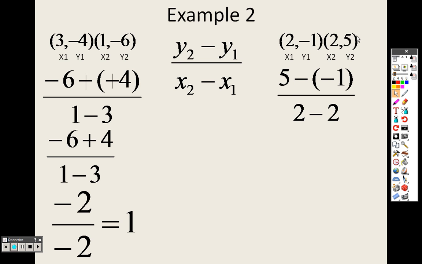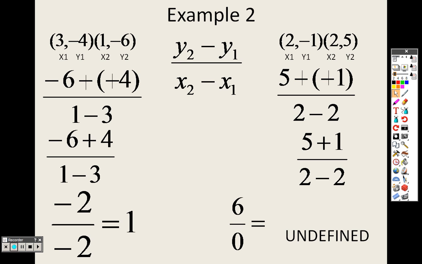Over here, when I do this problem, y2 is 5 minus y1 is negative 1, over 2 minus 2. Minus a negative is the same as plus a positive, so it's 5 plus 1 over 2 minus 2, which is 6 over 0. Whenever you have 0 in the denominator, it is classified as being undefined. It doesn't work. It's not correct. You can't do it. So just keep that in mind when you're doing problems. You have a 0 in the denominator, it is undefined.